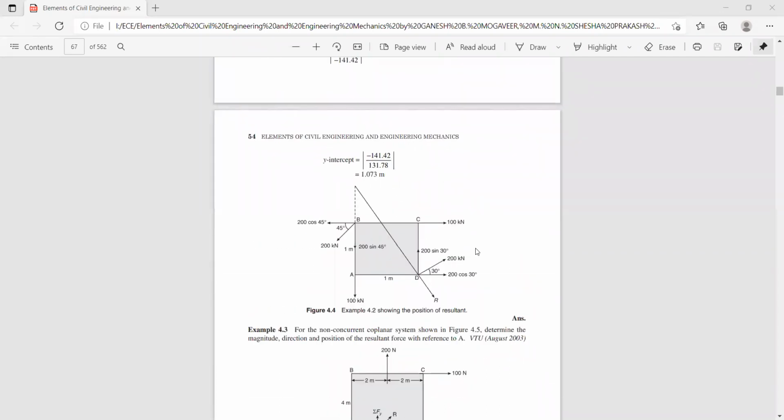Now you can see here, it has been shown correctly. Here he has resolved this force. That is, his x component is 200 cos 45, and here the y component is acting in the vertical direction, and this is the 100 Newton force, and here this is 100. And here you can see, this is the 200 Newton force. Its x component is 200 cos 30, and its y component is 200 sin 30.